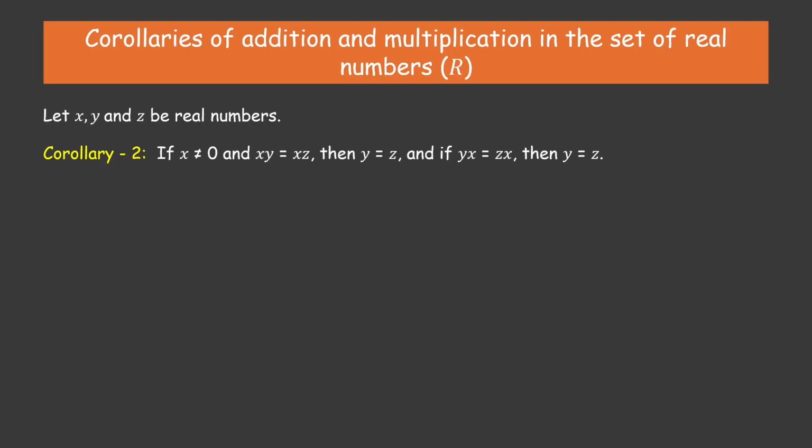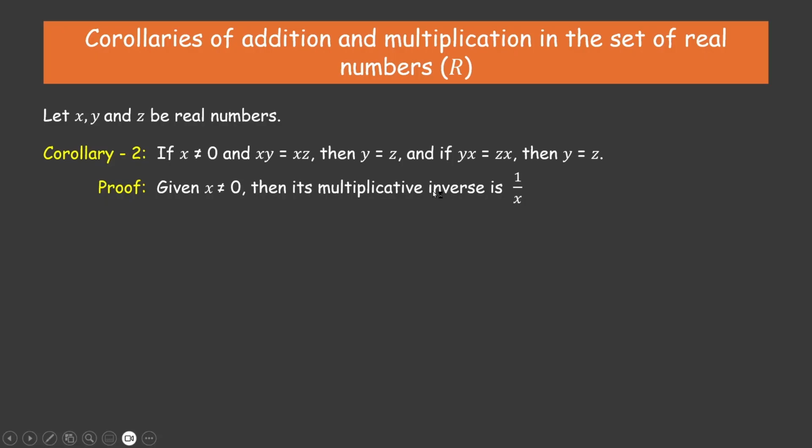It says if x is not equal to 0 and x into y is equal to x into z, then y is equal to z. Also, if y into x is equal to z into x, then y is equal to z. Let's have a look at its proof. Given that x is not equal to 0, then its multiplicative inverse is 1 upon x, or x raised to the power negative 1. Now, since it is given that x into y is equal to x into z, how about we multiply x inverse to both the sides?